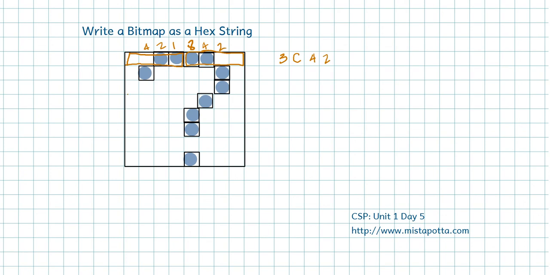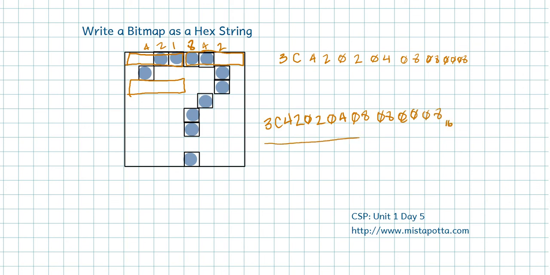This next row would be 0 and 2. This next row would be 0 and 4. This next row would be 0 and 8. This next row would be 0 and 8 again, because it's a repeat. And then I've got 0, 0. And then 0, 8 for this final row. So now I have this hexadecimal string, this 3, C, 4, 2, 0, 2, 0, 4, 0, 8, 0, 8, 0, 0, 0, 8. In base 16, this is a representation for this question mark pictograph.